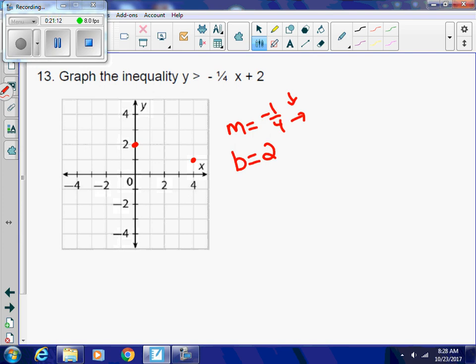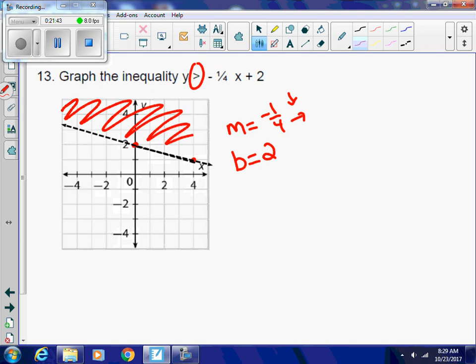That's our second dot. Okay, this piece right here says we're going to have a dotted line, not a solid line. So our dotted line, let's see if I can get that done here. Okay, we've got a dotted line here. It's going to continue out past each of these points, right? And where are we going to shade? Well, it says y is greater than, so we have to shade above the line. So it's all this here.